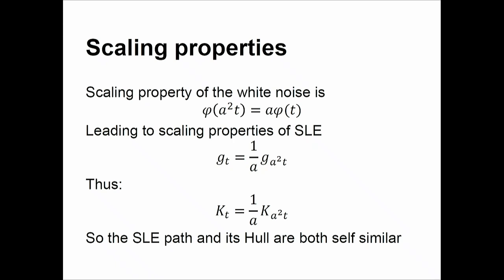The white noise has this scaling property that if you scale it by a squared, a comes out. You can take that and show that the Loewner process has to have this particular scaling. That g has to scale by 1 over a when you scale time by a squared. And therefore, it follows that the hull will also scale with a like that.